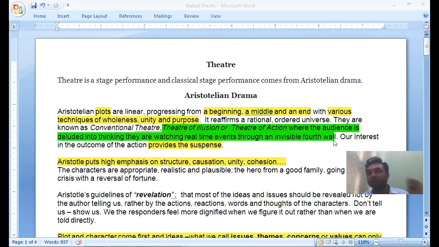There is a wall in the theater. There are some rules and regulations for the stage. It is covered by four walls. There must be a cyclorama.